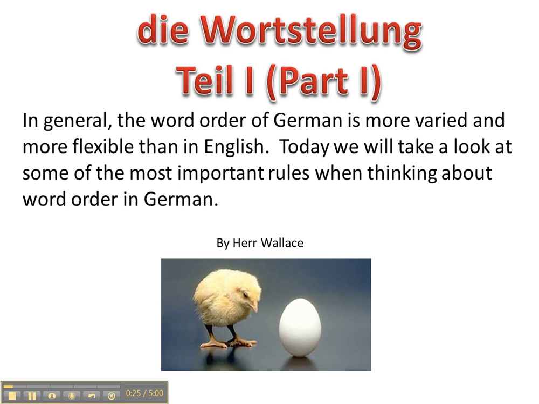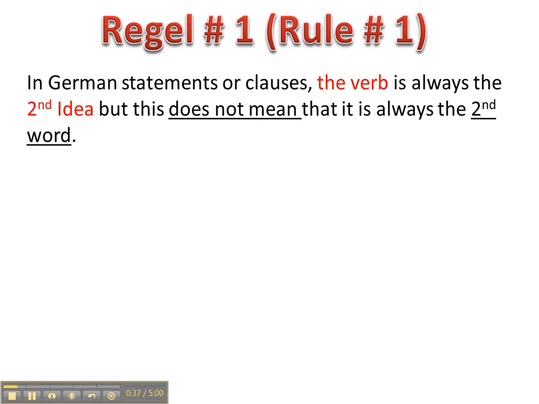So again, I hope this is helpful for you in being able to put the right pieces of a sentence together in German. So, Regel Nummer 1, or rule number 1. In German statements or clauses, the verb is always the second idea. And notice I said idea. This does not mean that it's always the second word.